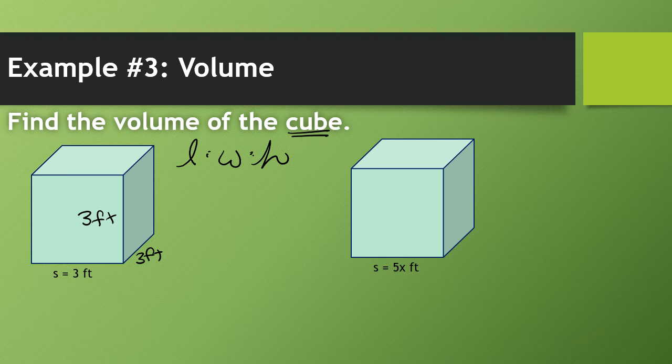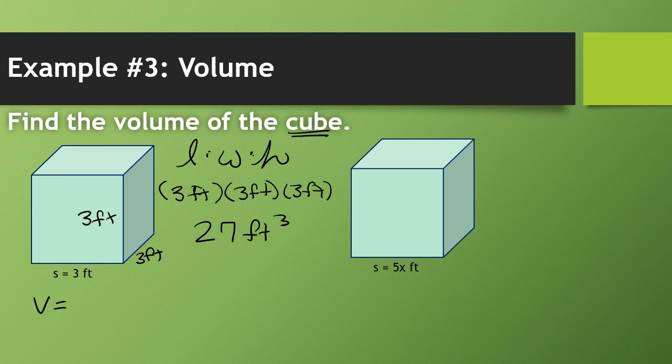So in this particular case, you're going to take 3 feet times 3 feet times 3 feet, which is 3 times 3 is 9, 9 times 3 is 27. So this is 27 feet cubed. Because this is a cube, you could have also said, hey, the volume is the length of the side cubed, which would have been 3 cubed, which would have also been 27.